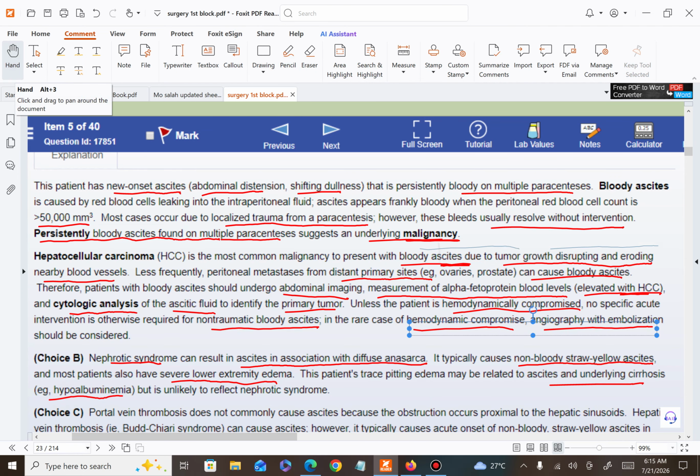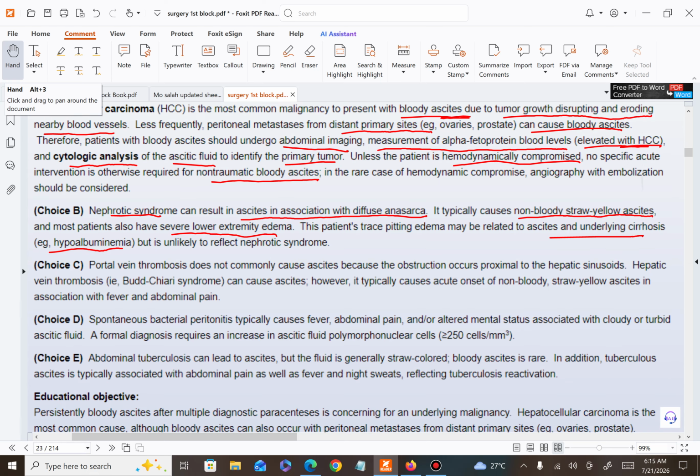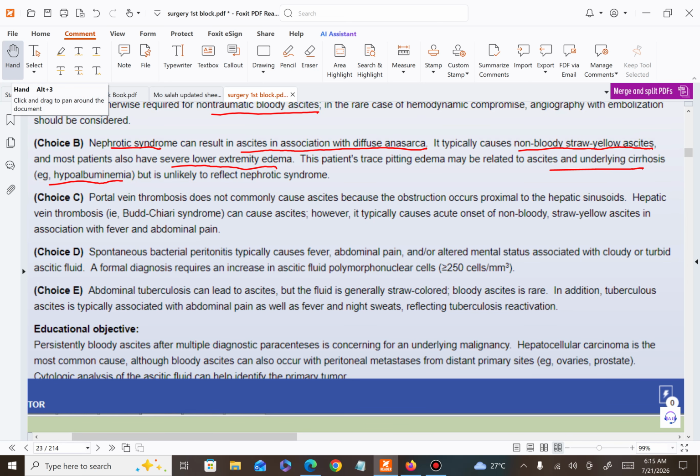And the C option, portal vein thrombosis, is also not right because portal vein thrombosis does not commonly cause ascites, because the obstruction occurs proximal to the hepatic sinusoids. Hepatic vein thrombosis, like in Budd-Chiari syndrome, can cause ascites. However, it typically causes acute onset of non-bloody straw yellow colored ascites in association with fever and abdominal pain.